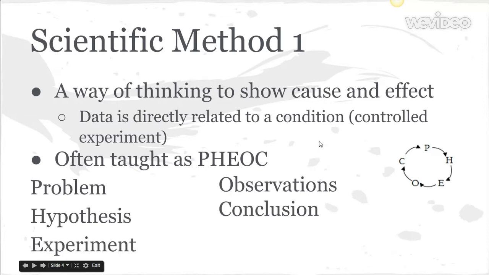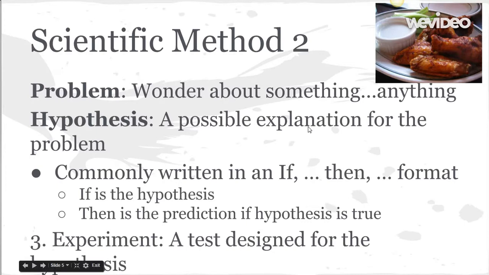And what it's doing is it's showing that data can be directly correlated to a condition. We can say that this happened because of this. Condition A happened because of what we just did. And that's because of a controlled experiment. So the 5 steps of FIAC: problem, hypothesis, experiment, observations, and conclusions. A problem, wondering about something, anything, possibly at all.